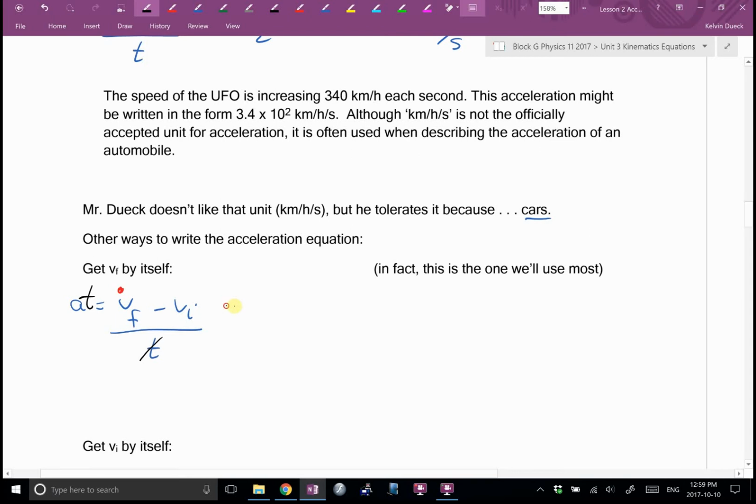And that gives me a slightly modified equation. That gives me V final minus V initial equals at. It actually gives me at equals V final minus V initial, but I just flipped the sides because it's the same equation. You okay with that? What do they want me to get by itself? VF. What else is next to the VF? A minus VI. See it? How would I move that minus VI over? Add it to both sides.